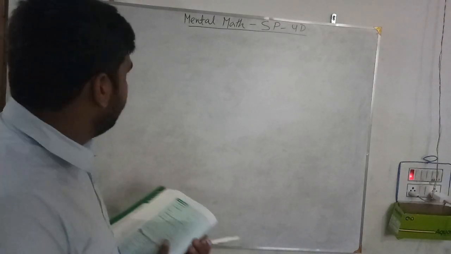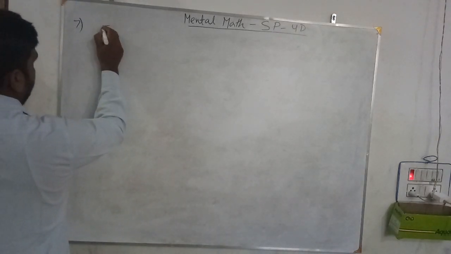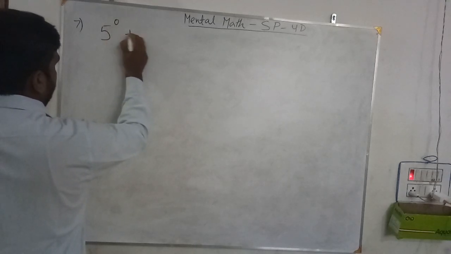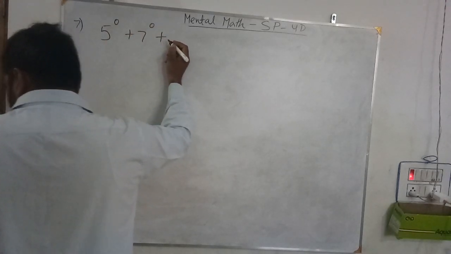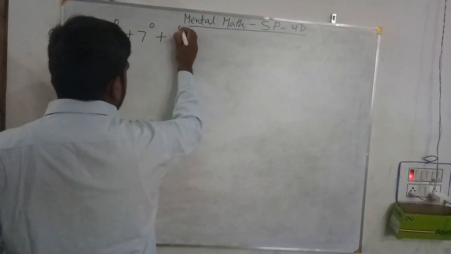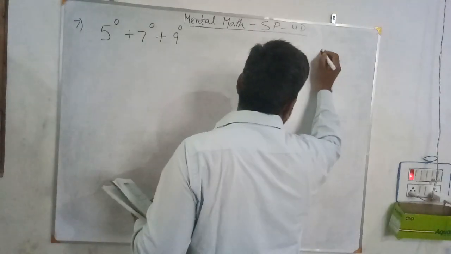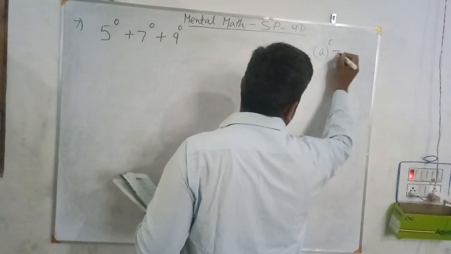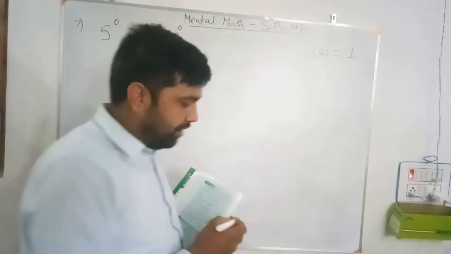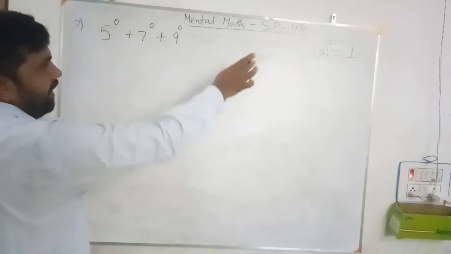So now question number 7, you see. 5 to the power 0 plus 7 to the power 0 plus 9 to the power 0. So this is the zero law of the exponent. What does the zero law say? If any base, A, is any base having power 0, value is 1. Zero law of the exponent. Any base having power 0, value is 1.